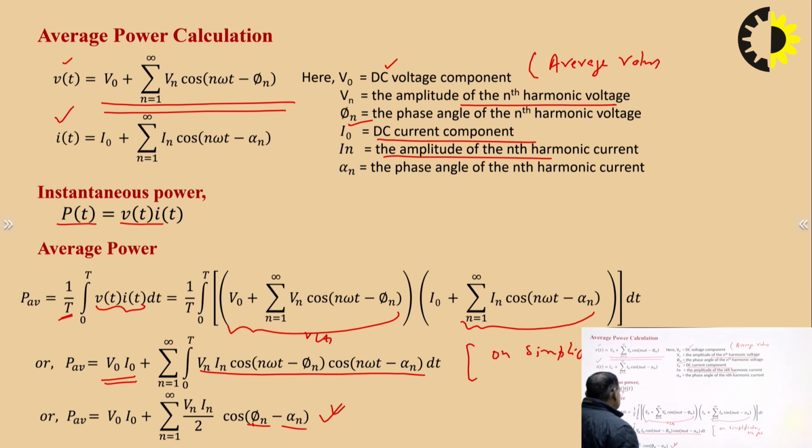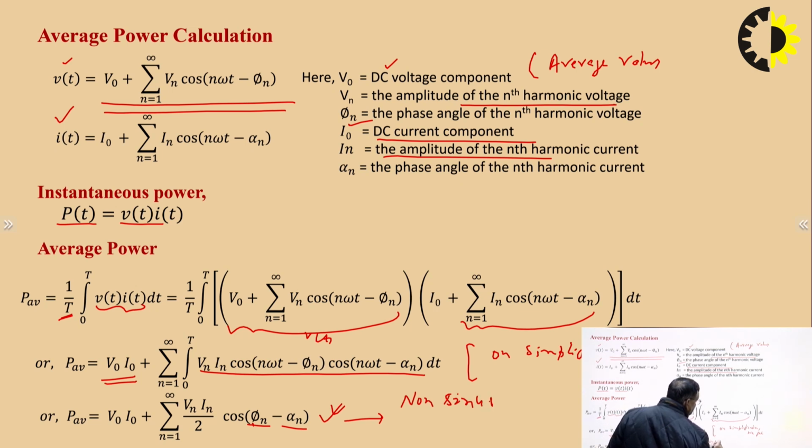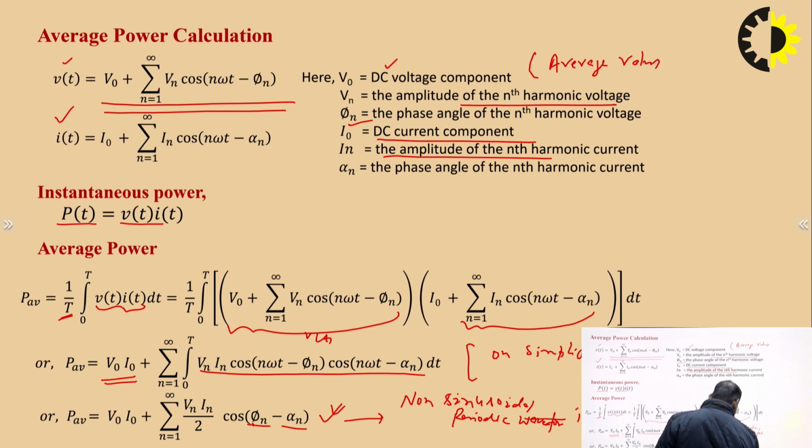We get this as the average power in case of a non-sinusoidal periodic waveform, or we can say the periodic input. It is better to write the input. So, this is the average power.